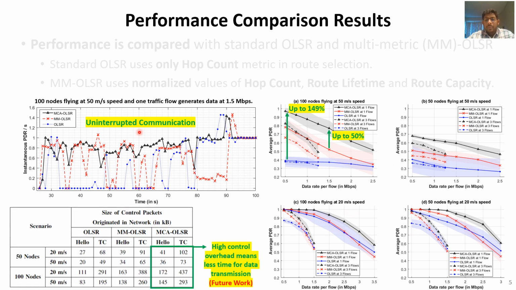The problem with our scheme, however, is that it has high control overhead. And high control overhead means less time for data transmission. So in our current work, we are trying to minimize the control overhead and trying to improve the PDR.